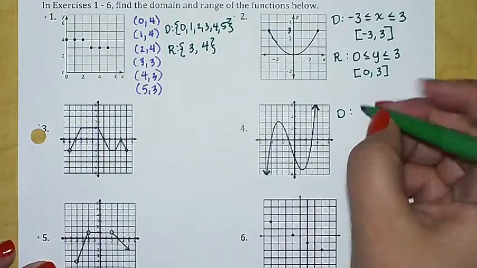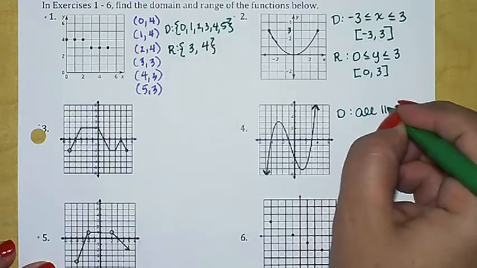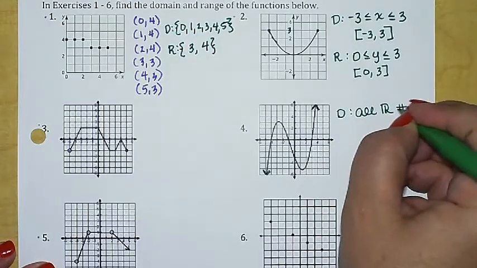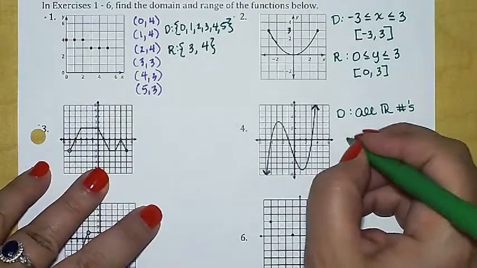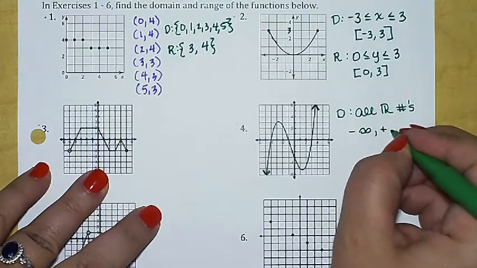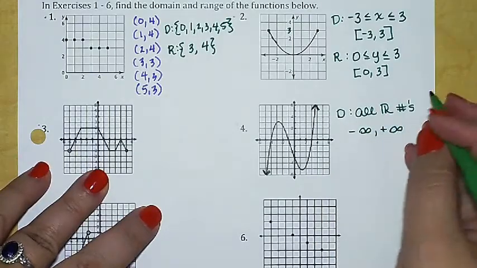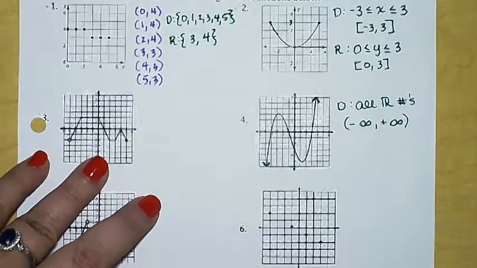So when that is the case, we're going to do all real numbers. That's familiar to you guys, right? And if we were writing this in interval notation, we would be going from negative infinity all the way to positive infinity, like that. And remember, we don't include those, okay?